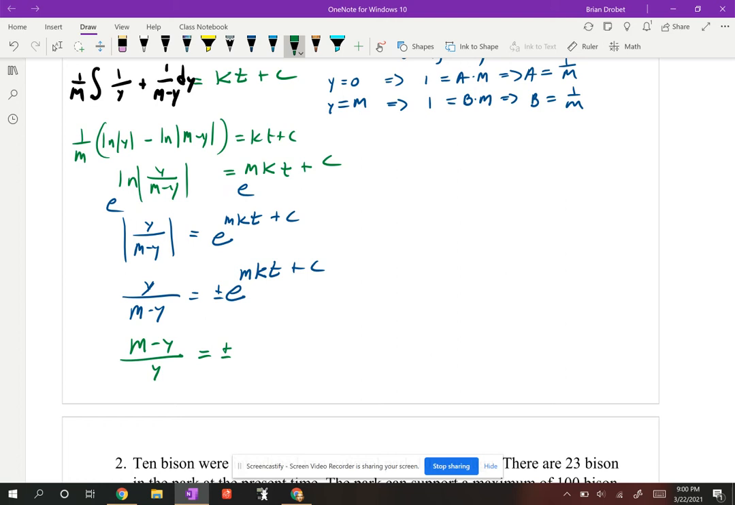Now, this side is just an exponential function, so I can take the reciprocal by just negating the exponent, like so. I just took the opposite of the exponent. All right. Now, the reason I took the reciprocal on both sides is I can now split the fraction on the left-hand side. I'm going to have m over y minus 1 is equal to plus or minus e to the negative mkt minus c.